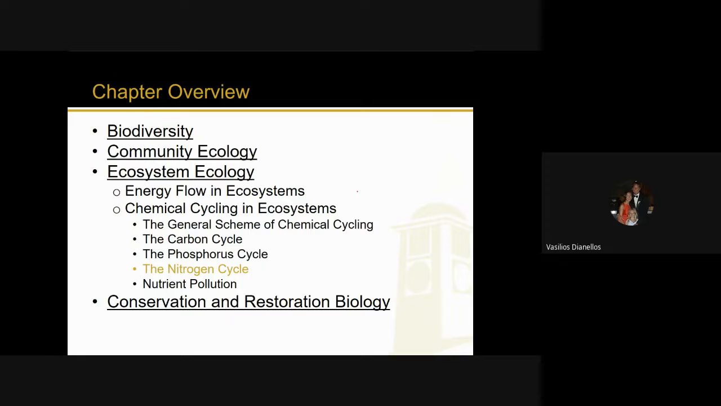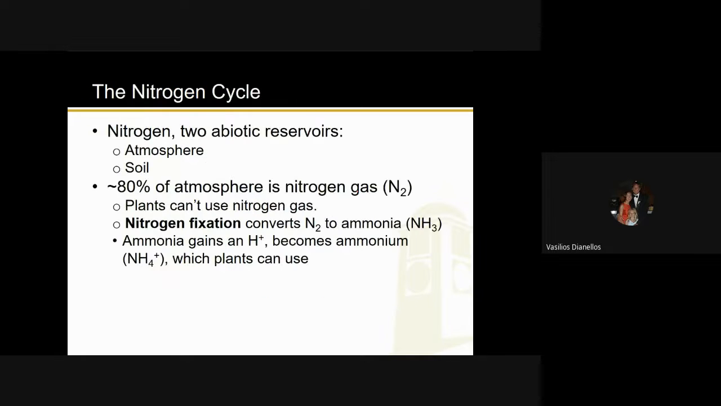This one's a little bit more difficult. I find it interesting. Again, we keep talking about the reservoirs, which seems to be a common theme. In this case, the nitrogen reservoir, the abiotic reservoir anyway, is the atmosphere and the soil. So remember, carbon was almost entirely in the atmosphere. That's where you find most carbon. Most phosphorus, again, is mostly found in rocks. Nitrogen is mostly found in the air and in the soil.